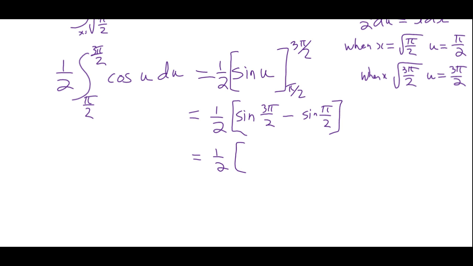All right, what's the sine of 3 pi over 2? Sine curve. -1. Minus, what's the sine of pi over 2? 1. And this works out to -1.